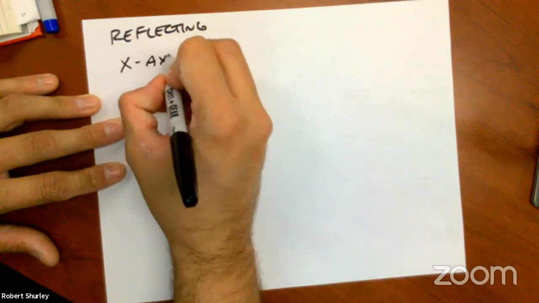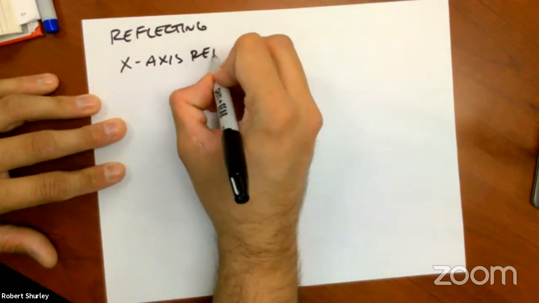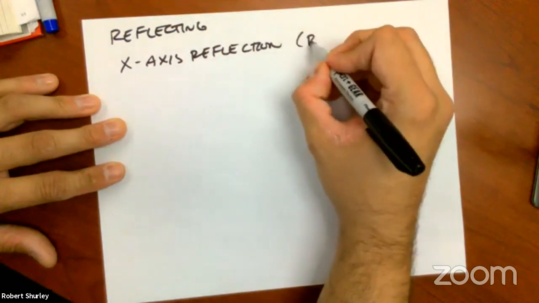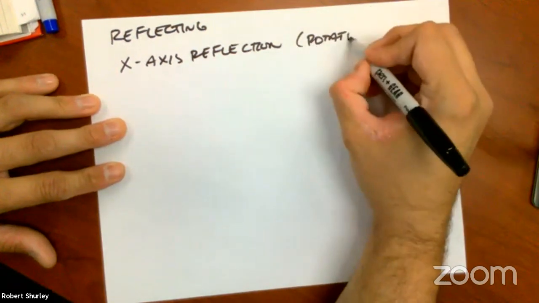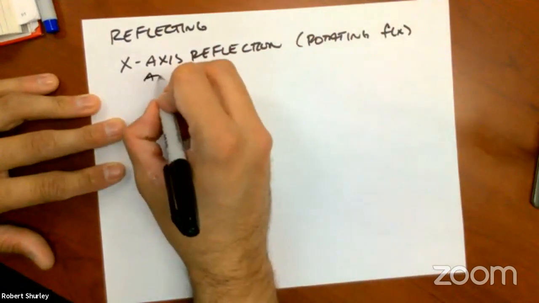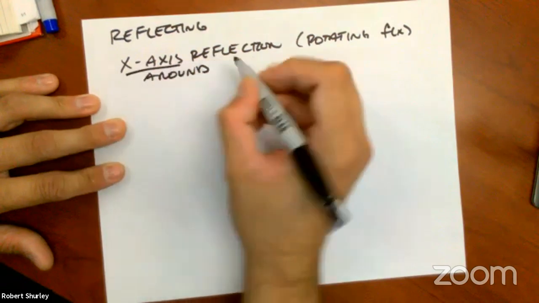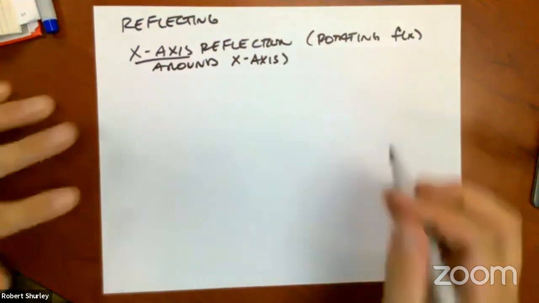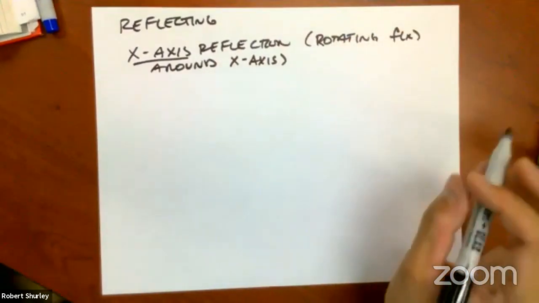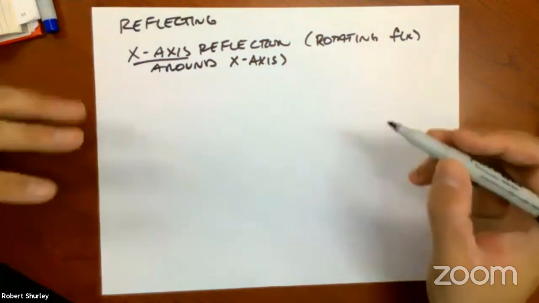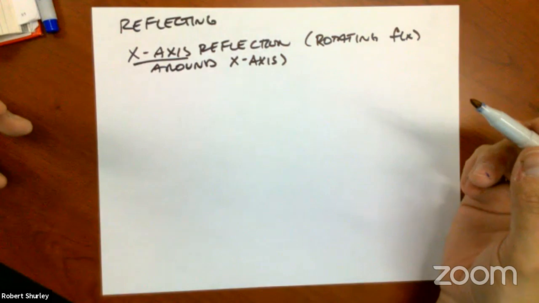So x-axis reflection, it's really like we're rotating. That's a good way to think of it. Rotating our function, we'll call it f of x, around the x-axis. Okay, we're going to rotate, not potate. That is a rotate. Rotating our function around the x-axis. So let's look at a basic example and what it means.